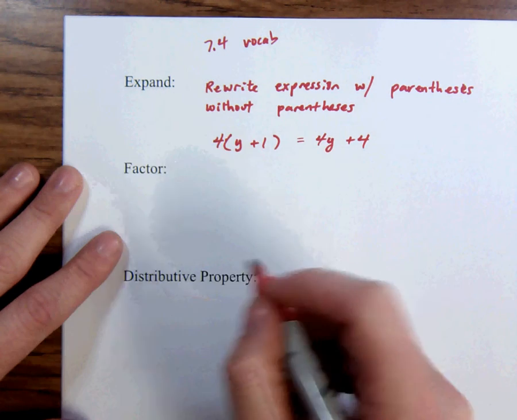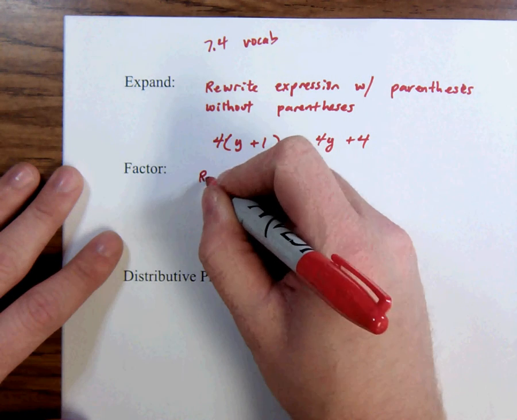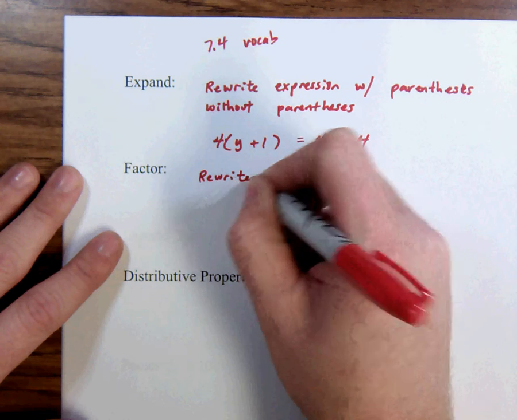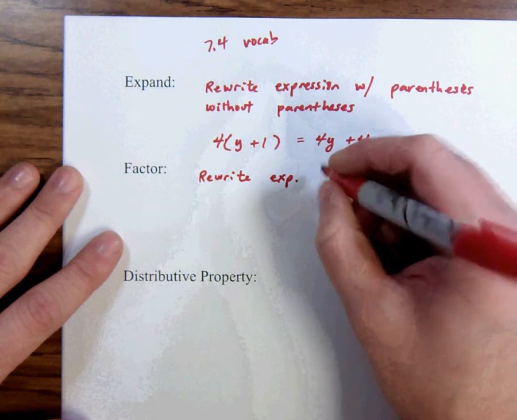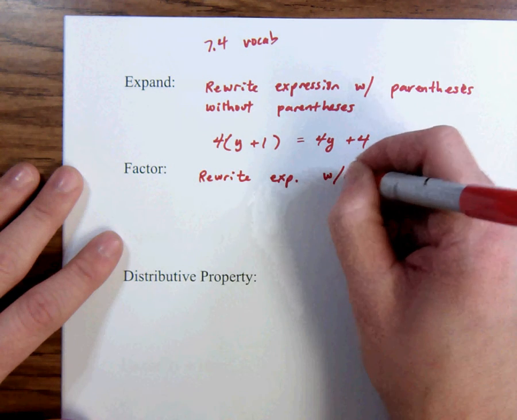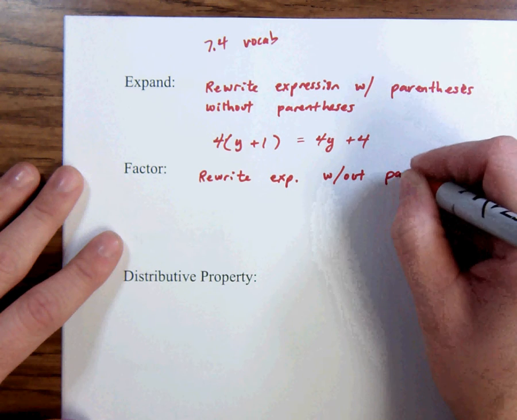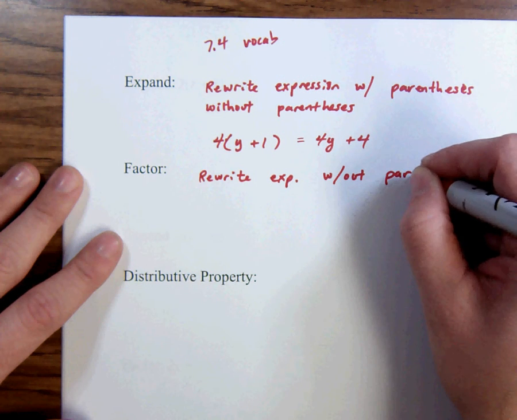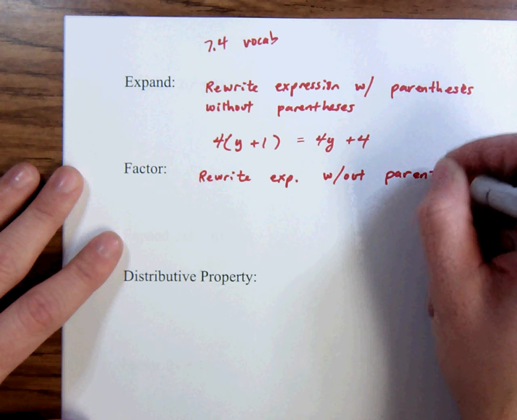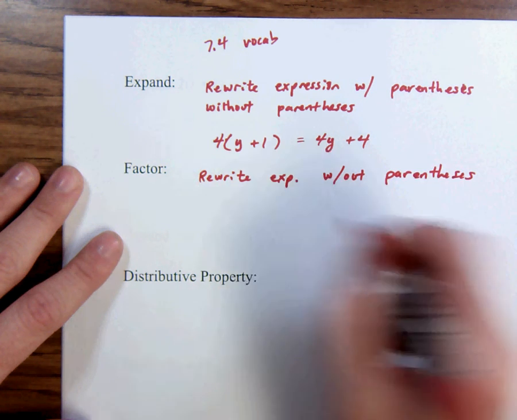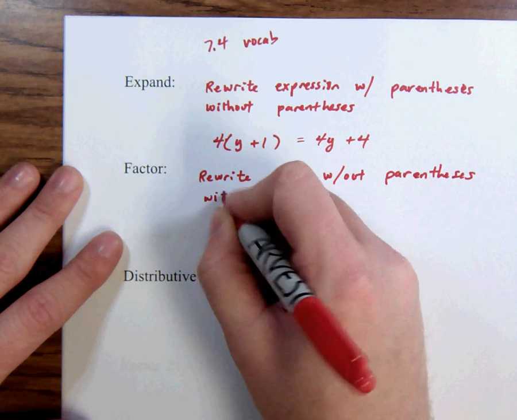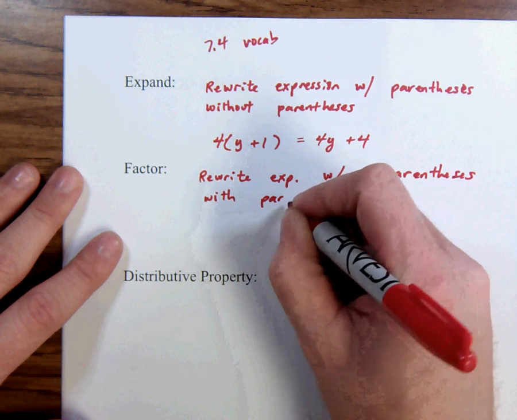Factoring is the complete opposite, so this means to rewrite an expression without parentheses with parentheses. Imagine that.